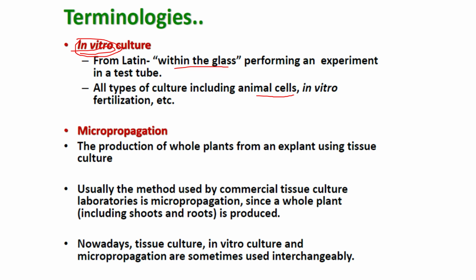Micropropagation means the production of a whole plant from an explant using tissue culture. So by using tissue culture, we develop a whole plant from an explant. That is the typical definition for micropropagation. But nowadays, terms like tissue culture, in vitro culture and micropropagation are used interchangeably. Usually the method used by commercial tissue culture laboratories is micropropagation.